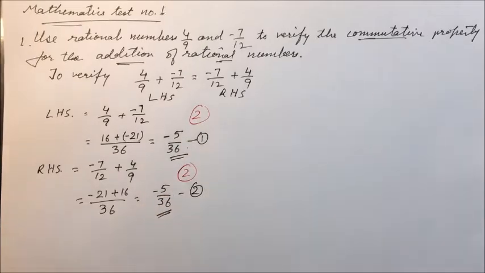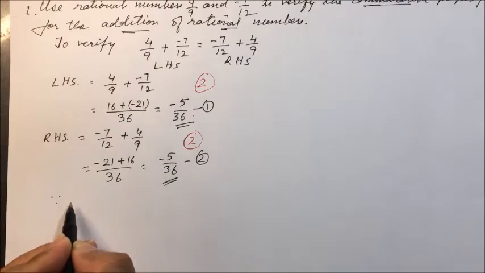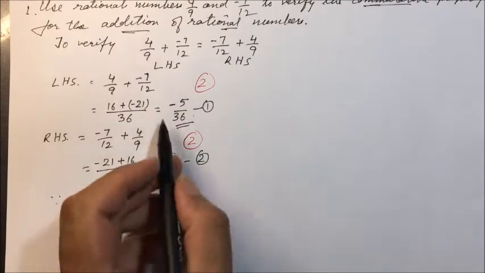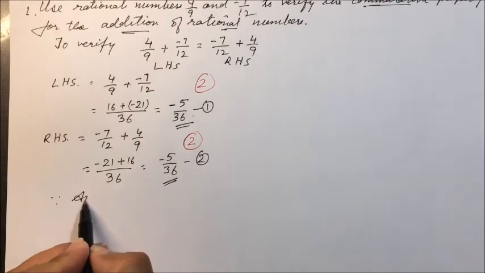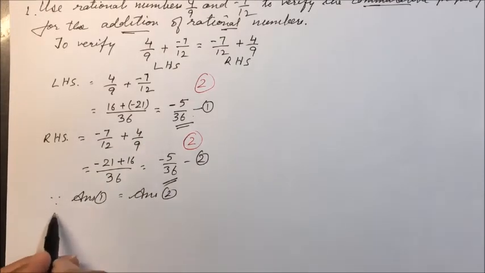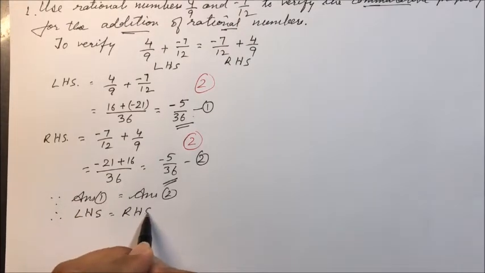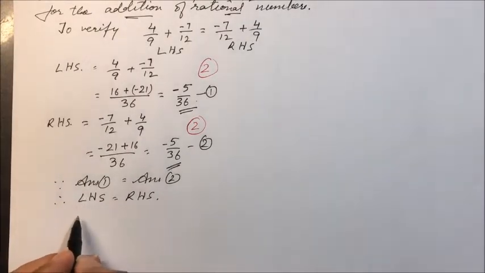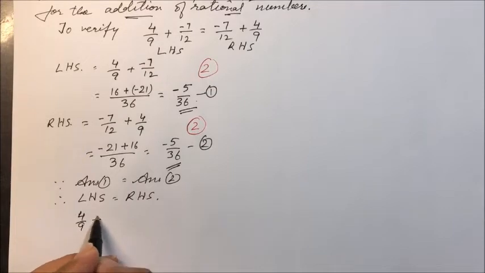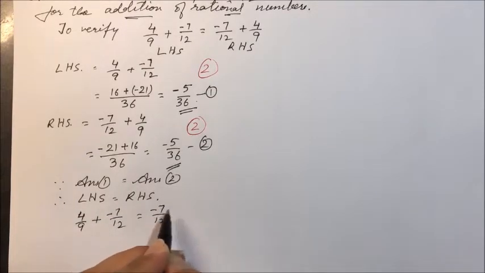Now see here. At last what we have to write? Since answer first, this is our answer first, equal to answer second. Therefore, LHS equal to RHS. Or you can say 4 upon 9 plus minus 7 upon 12 is equal to minus 7 upon 12 plus 4 upon 9.